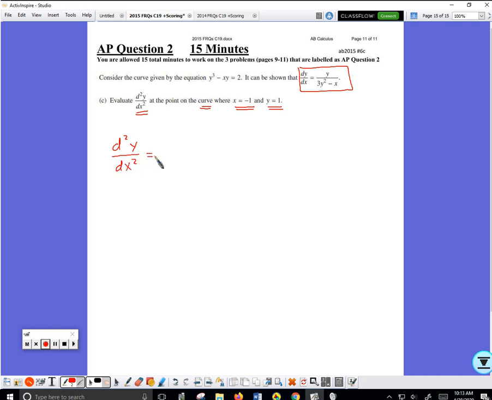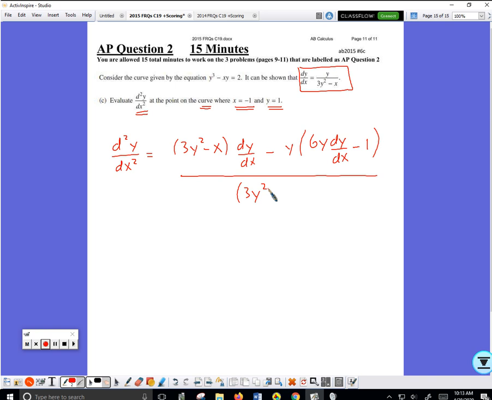So take the bottom. Don't forget the parentheses, because I must have all of 3y squared minus x. All of that must be multiplied by the derivative of the top. The derivative of the top is not 1. The derivative of the top is dy over dx. Minus the top times the derivative of the bottom. That's going to be 6y dy dx minus 1. All divided by the bottom squared. So 3y squared minus x.